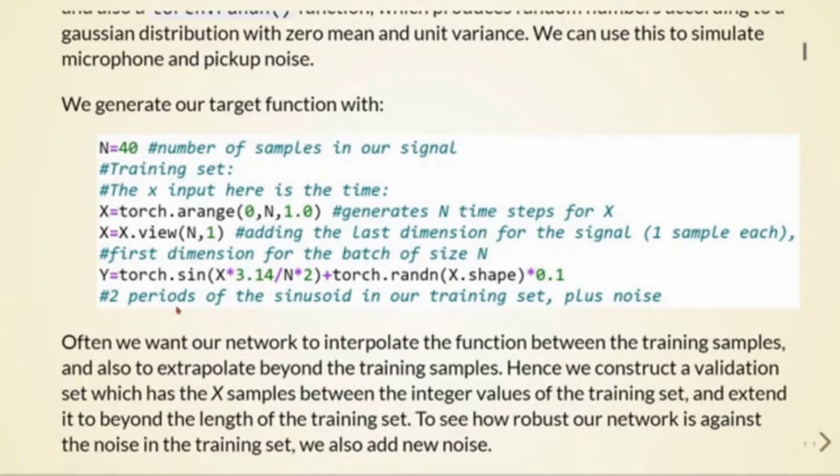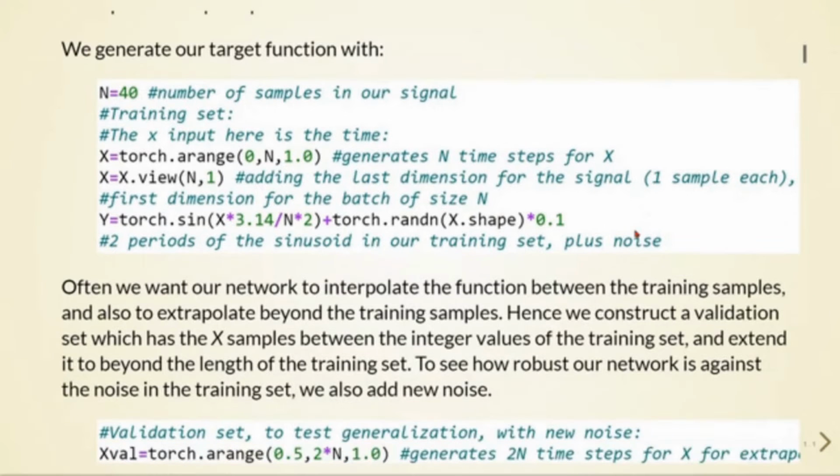Then we are using this torch.sin, and we are generating two periods of a sinusoid that will be used for training, and we are adding some noise. So here we have x, so it's this array of elements, and this is pi, and so here we are generating two periods of the sinusoid, and then we're adding some noise using this randn function.